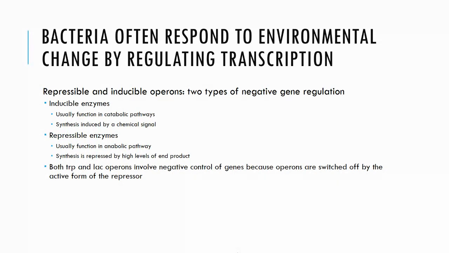Inducible enzymes usually function in catabolic pathways, and their synthesis is induced by a chemical signal. Repressible enzymes usually function in anabolic pathways, and their synthesis is repressed by high levels of the end product. Both trp and lac operons involve negative control of genes because the operons are switched off by the active form of the repressor.